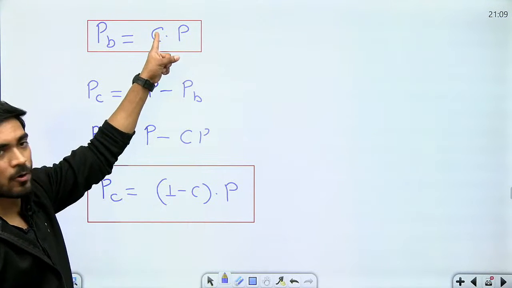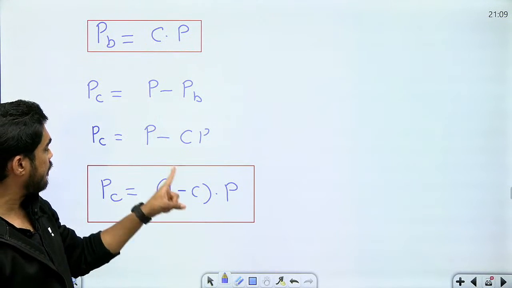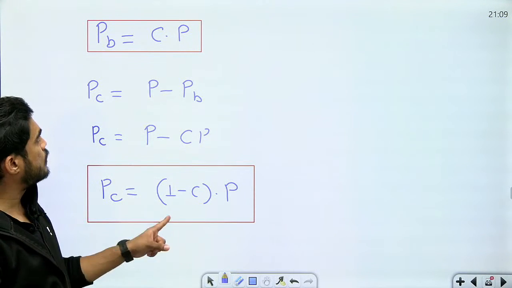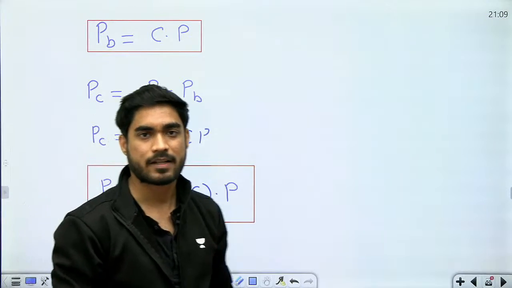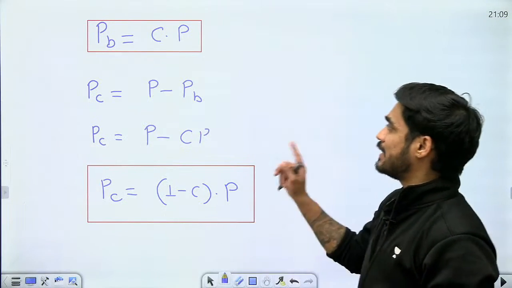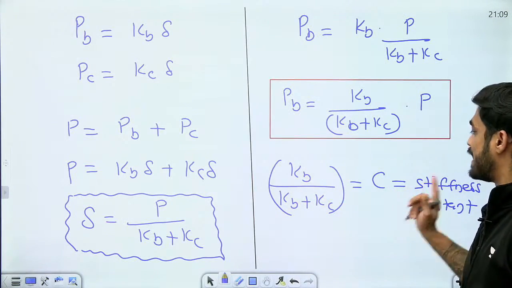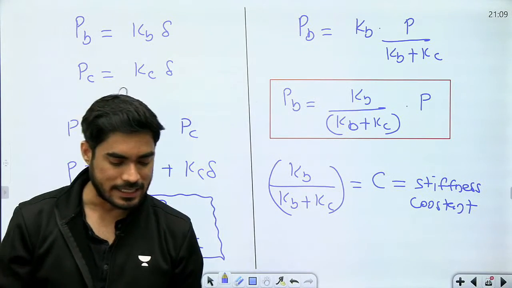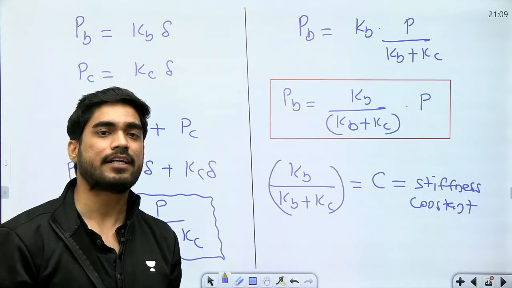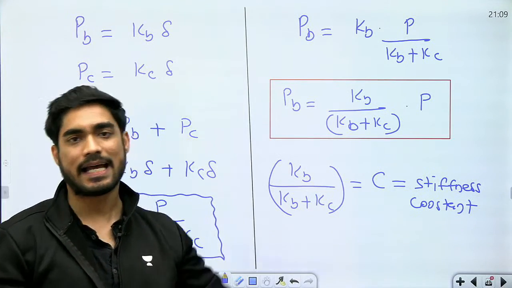So beta, if I know the value of c, then I can tell you that this much force will go into bolt and this much force will go into plate. Okay, so that will be decided by this value c, which is known as stiffness constant. So stiffness constant decides how much force goes into the bolt and how much into the plate in a bolted joint.